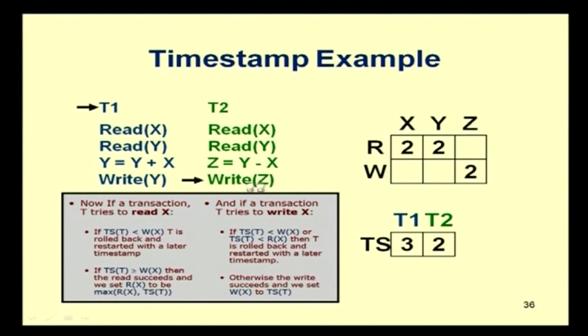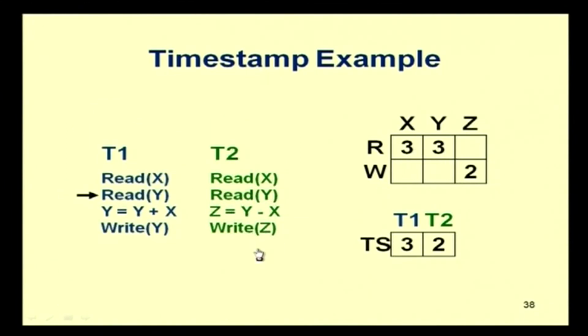Now, we go to write z. Now, write z, what happens? There is no problem here, no problem here. So, you get a 2 there, which is the transaction T2's. Then again we go to read x. Now, when I read x, I get 3 here, because this has been 3, and then read y also becomes 3, and this is okay. Now, this write gets 3. So, that is fine, because read x is less than or equal to.